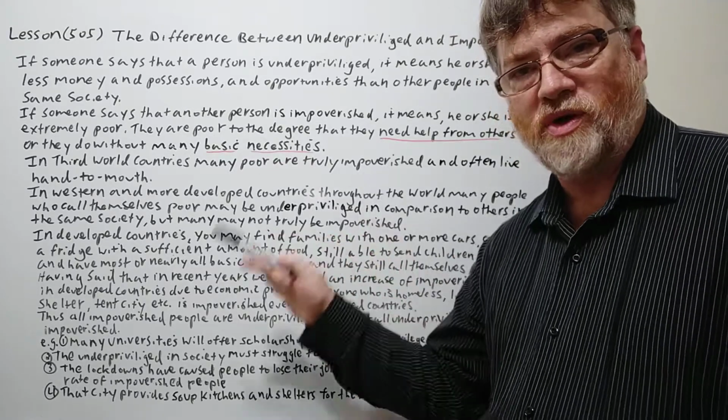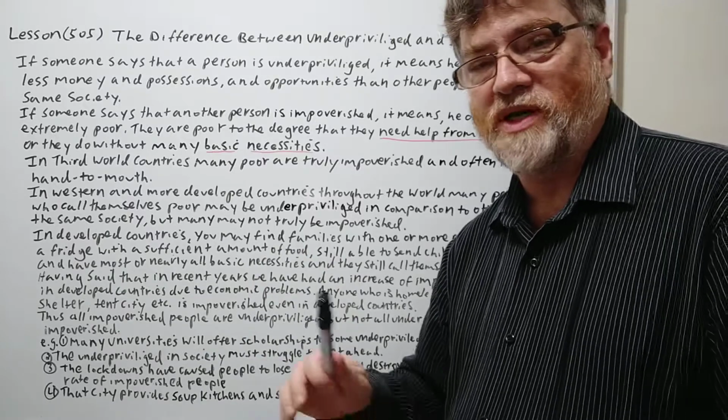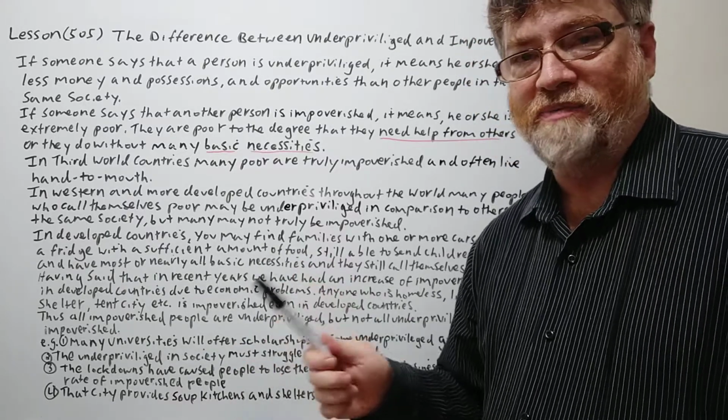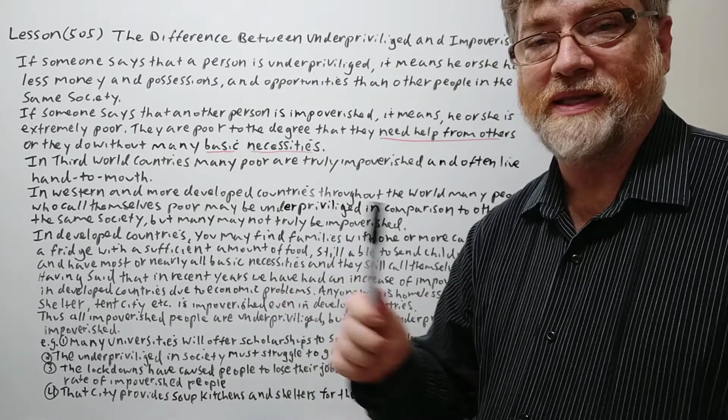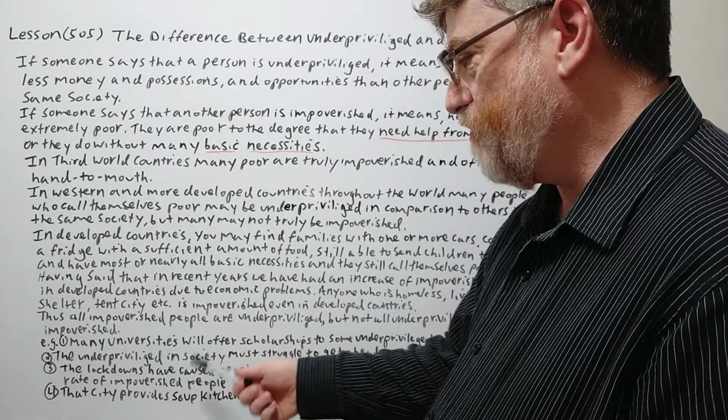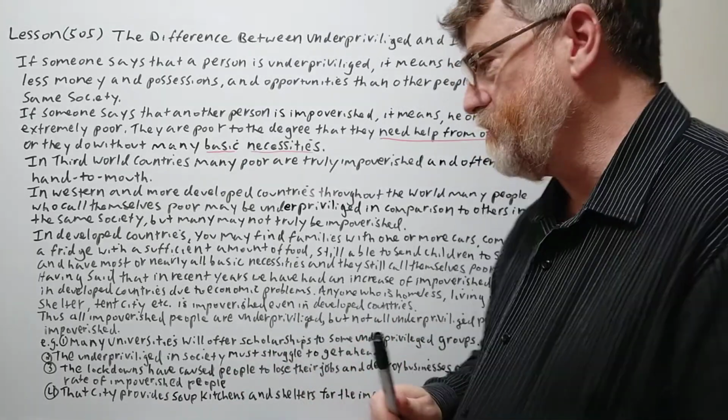If you compared it to third world, like if somebody coming from a third world country, they may look at the poor in developed countries and be kind of jealous. They might think that that's quite good. So let's continue. And we got 4 examples to show just how this would be used.